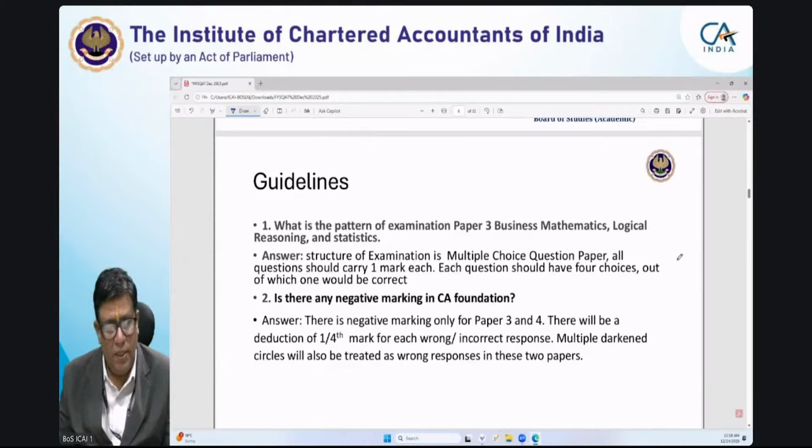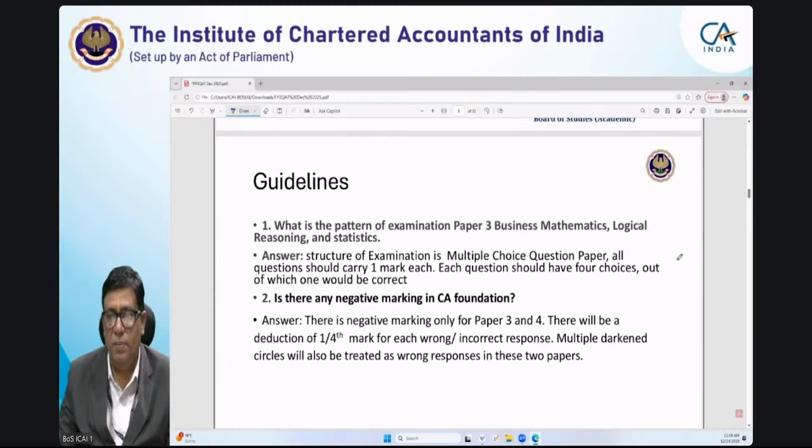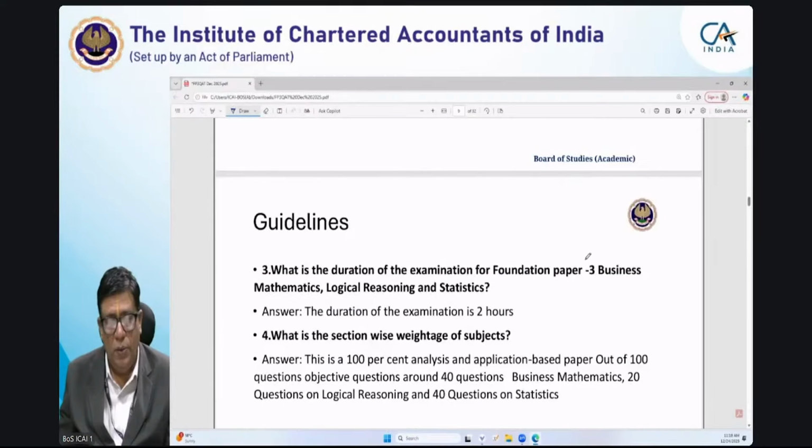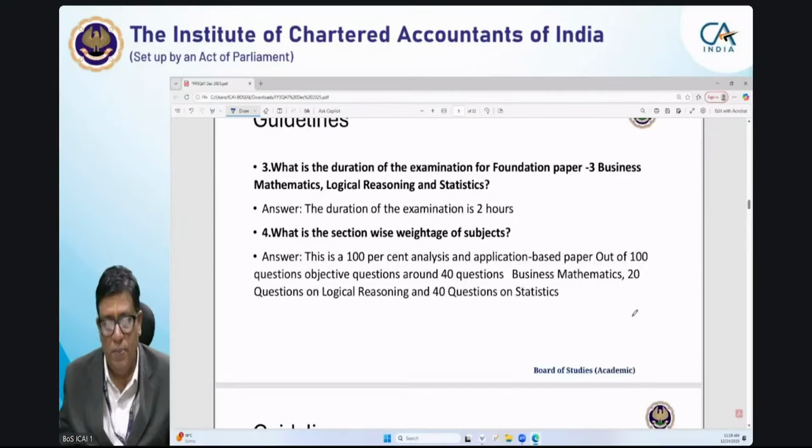Further, multiple darkened circles will also be wrong responses in these two papers. If you have answered with multiple darkened circles, that will be treated as a wrong option. Duration of the exam is 2 hours. The weightage of this 100 percent analysis and application based paper: total 100 marks objective paper, with business mathematics 40 and logical reasoning 20.